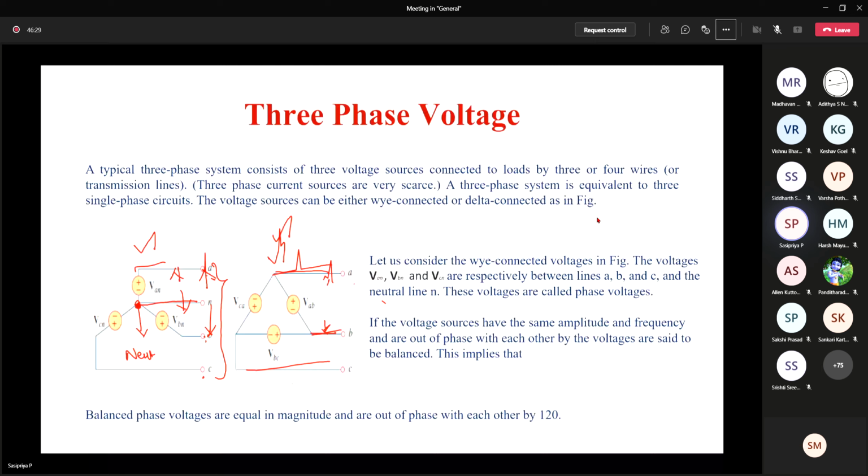Okay, but still, since it's a neutral or ground terminal, there is no current in it, so there is always no current. Current will always be measured in these lines.